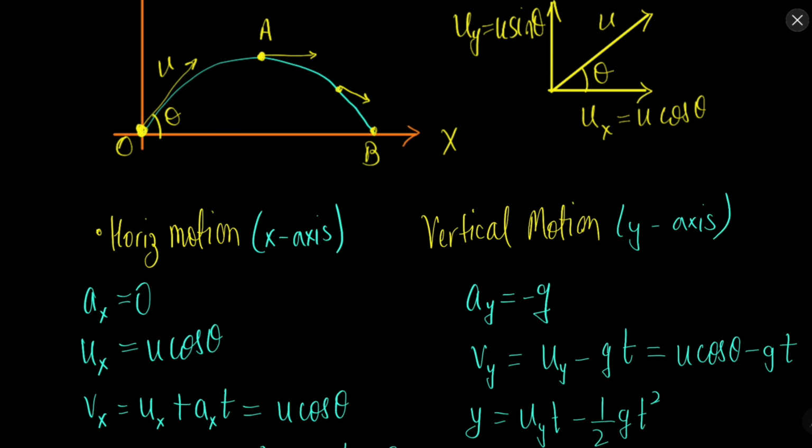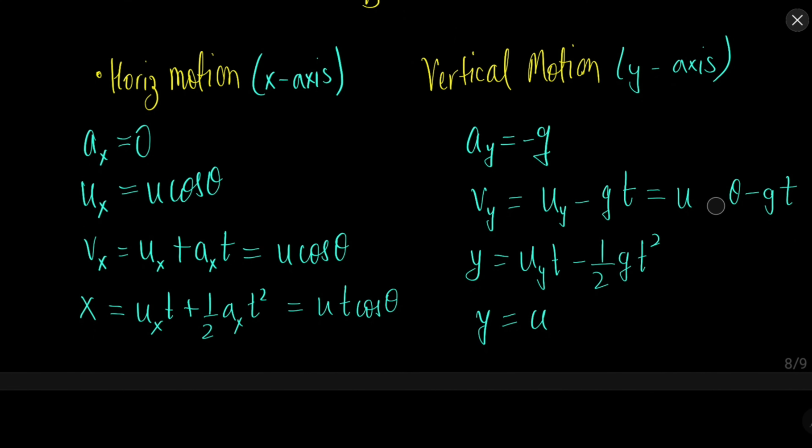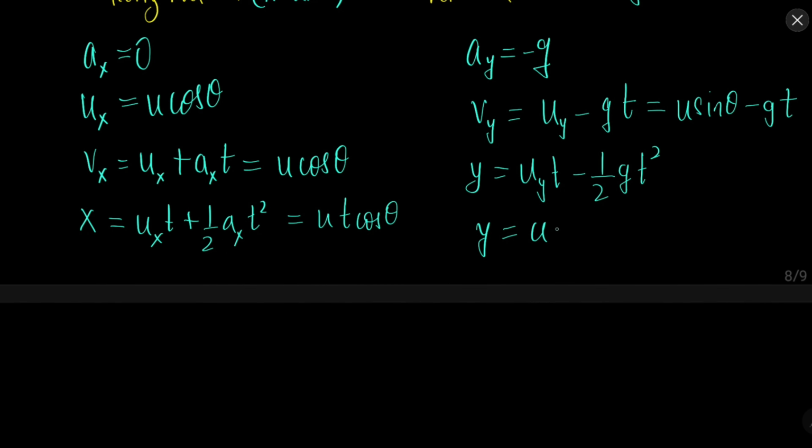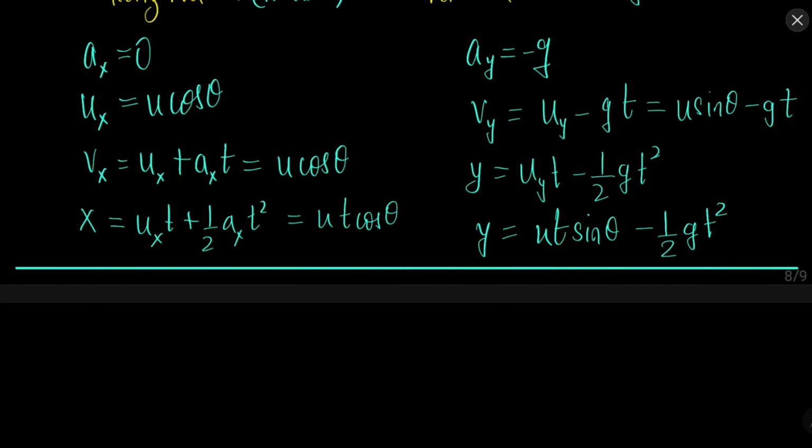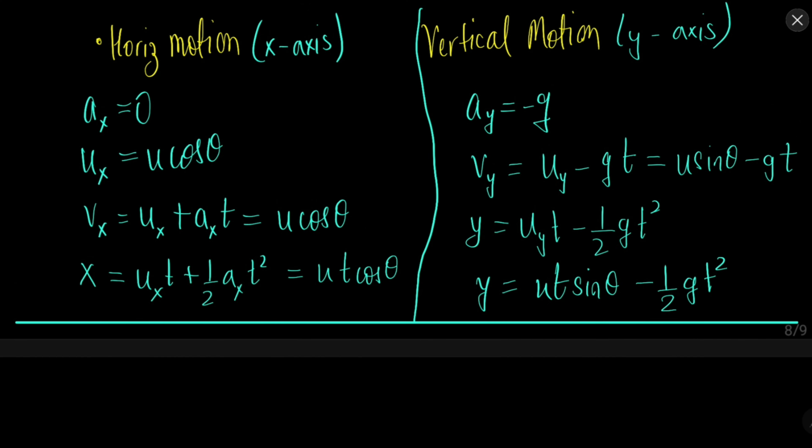Oh, just a second, it is u sin theta in the vertical direction. So the vertical displacement is ut sin theta minus half gt square. So these are the equations that you get for the horizontal and vertical directions individually. Now we will try to find some more formulas.